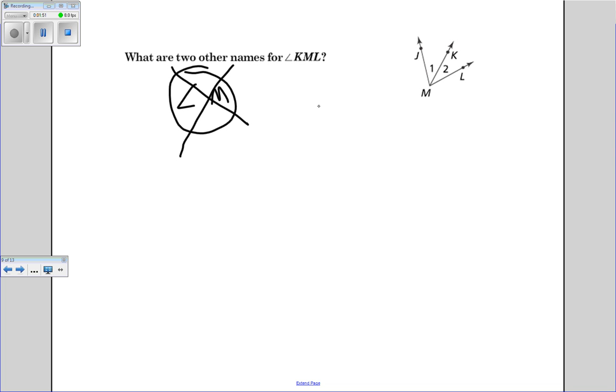So let's go with our other ones. Let's name it with 3 points. Instead of KML, we can go angle LMK. And our third option is to name with our numbers. Number 2 is inside there, so we can also name this angle 2.